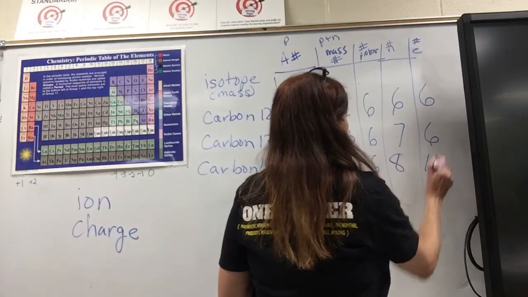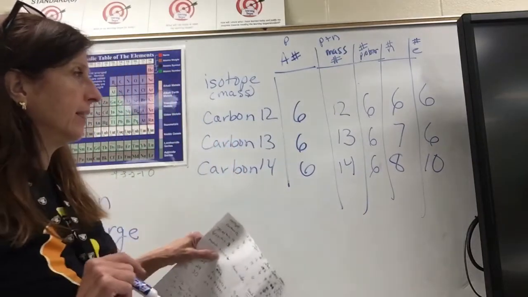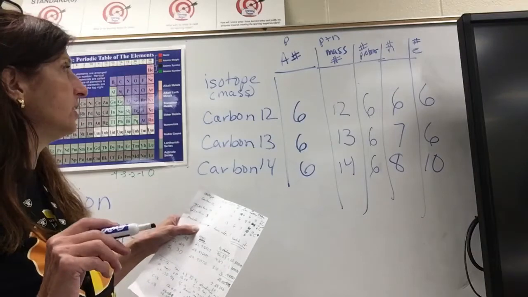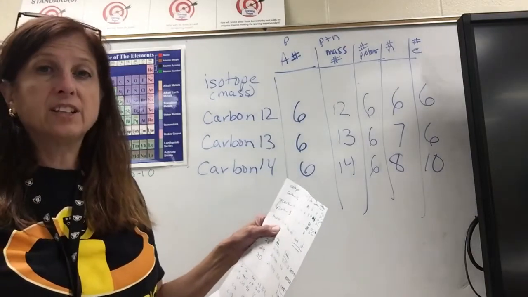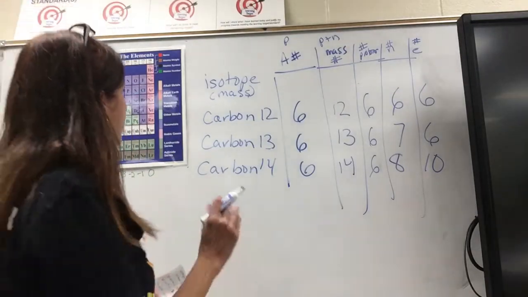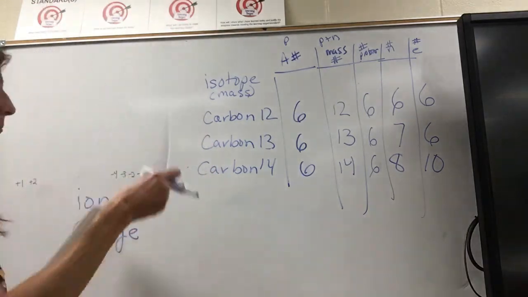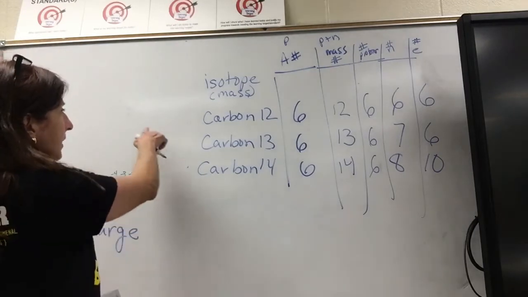So it ends up with 10 electrons. The next thing is they want you to write the isotopic notation for it. I don't have much room here, so I'll take down my periodic table. I don't think I need it anymore. Okay, so I'll write it over here.